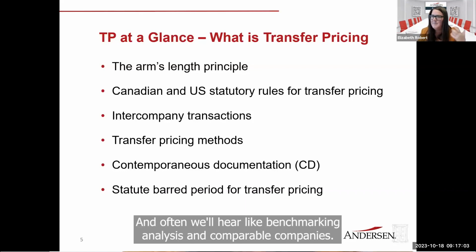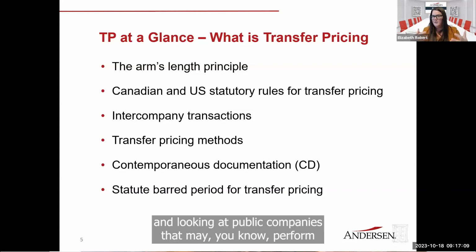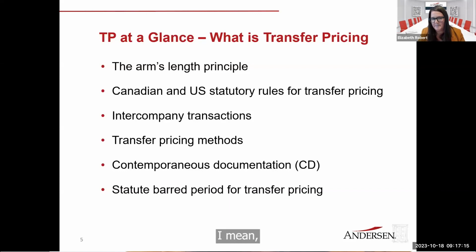And often we'll hear about benchmarking analyses and comparable companies. One of the methods is going out and looking at public companies that may perform those sorts of transactions and enter into those transactions.